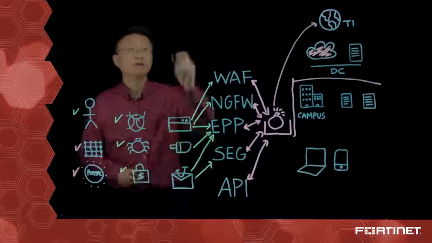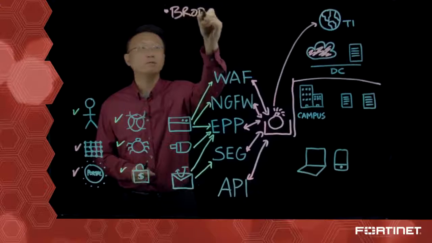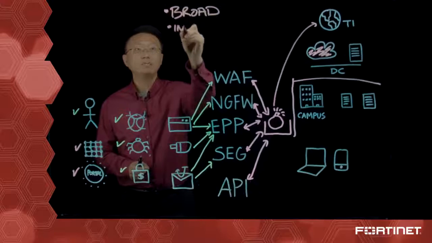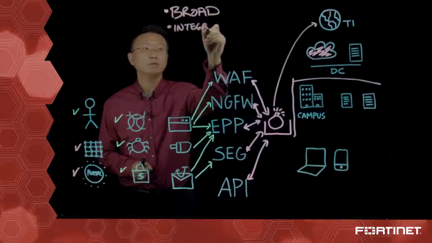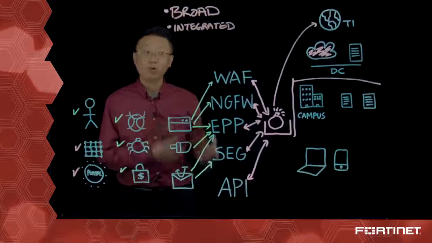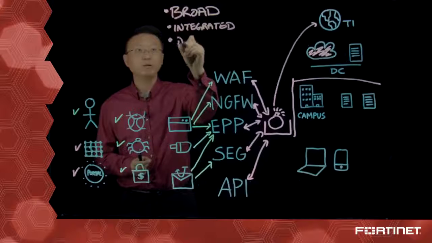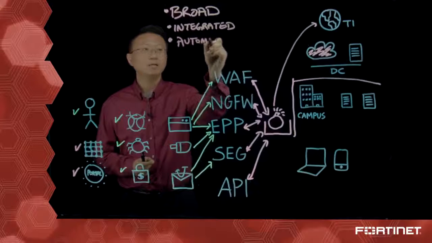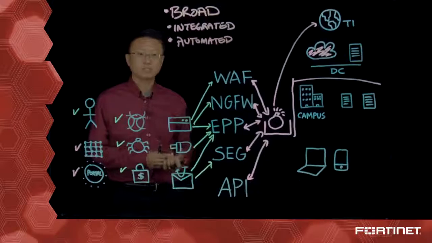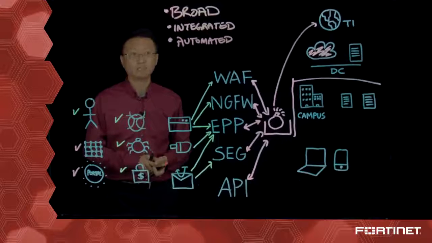So to conclude, the Fabric-enabled ATP solution covers a broad digital attack surface, as well as integrates prevention of known and unknown threats, not just the detection. And last but not least, which is most important in my opinion, is the ability to automate the threat mitigations so you don't have to rely on the scarce InfoSec resources in your organization.